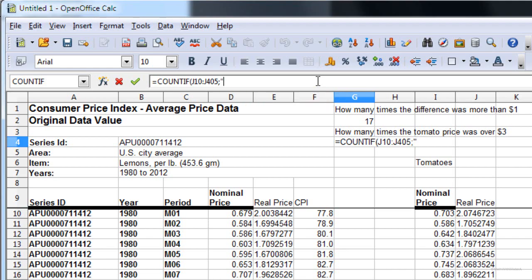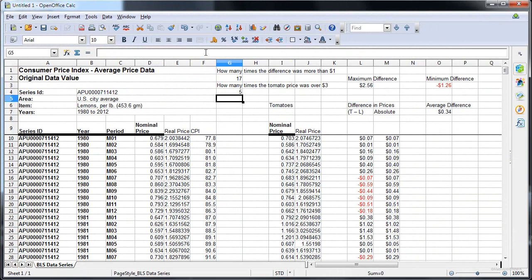We're interested in quote, greater than 3. Only happened 5 times. I spotted a few at the top of this list here, beginning of 1981. So there were 3 other times throughout this list where the price of tomatoes for 1 pound was over $3.